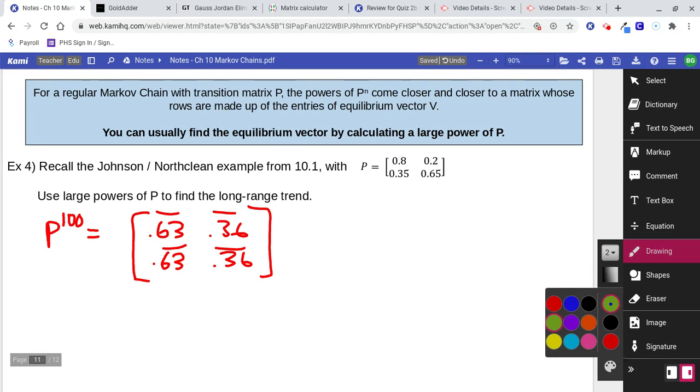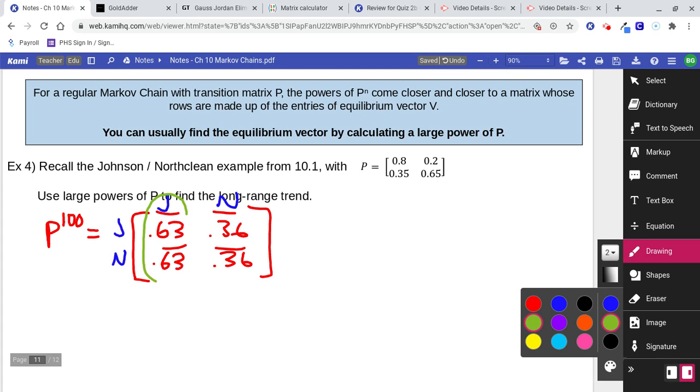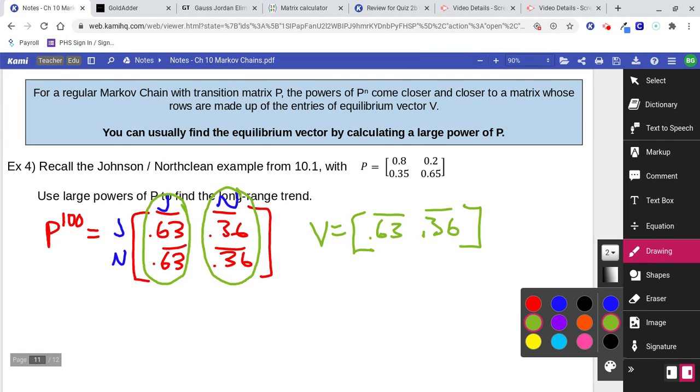So in order to interpret this, you have to understand what's going on. This is a transition matrix. What you should notice is whether you go from Johnson to Johnson or Northclean to Johnson, no matter where you start, the probability that you end at Johnson is 0.6363. So the probability that you end up at Johnson is 0.63 repeating, and the probability that you end up at Northclean is 0.36 repeating. So don't write down a square matrix when the answer is supposed to be a vector, okay? The numbers in each column should match. 0.63 repeating, 0.63 repeating, those numbers should match.